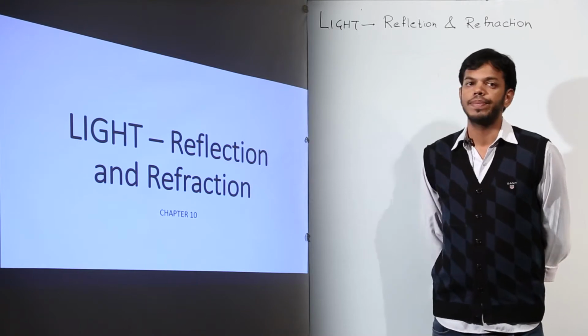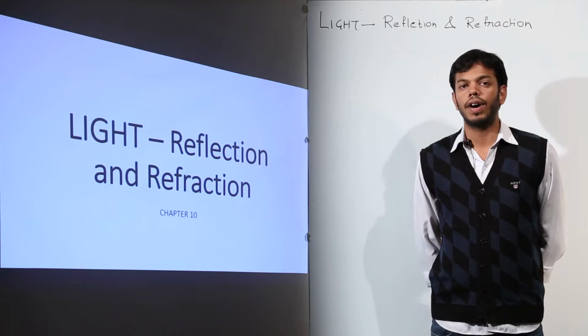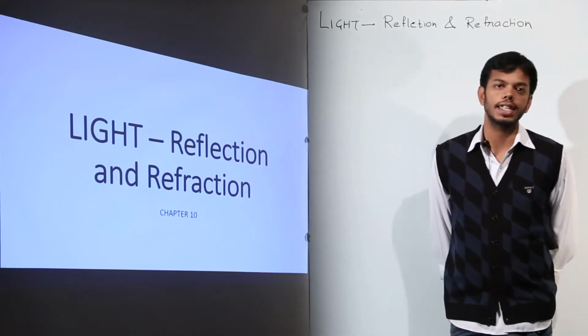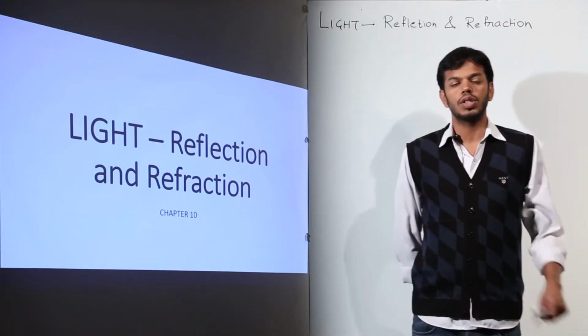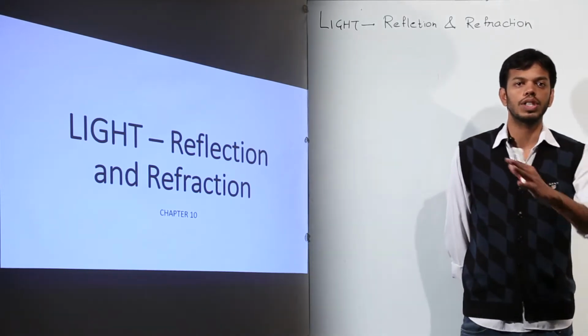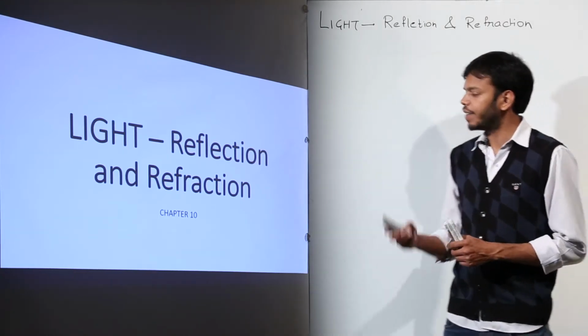For example, do we know why the sky appears blue? Do we know why during sunset and sunrise the sky appears reddish orange in color? Or what causes a rainbow? These are all phenomena which are associated with light and its properties. So we'll start with the very basic thing, light, reflection and refraction.